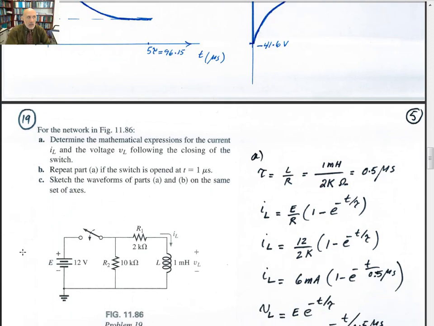And problem 19, it says for the network shown in figure 86, determine the mathematical expression for the current I sub L and the voltage V sub L following the closing of the switch. So as soon as you close the switch, you need to calculate inductance. Inductance would be equal to 1 millihenry divided by 2. If I look at the terminal when you close the switch, we went over an example like this already in a lecture. You got 12 volts here.